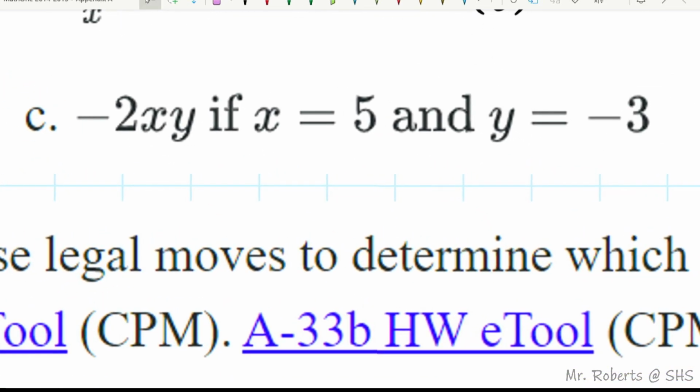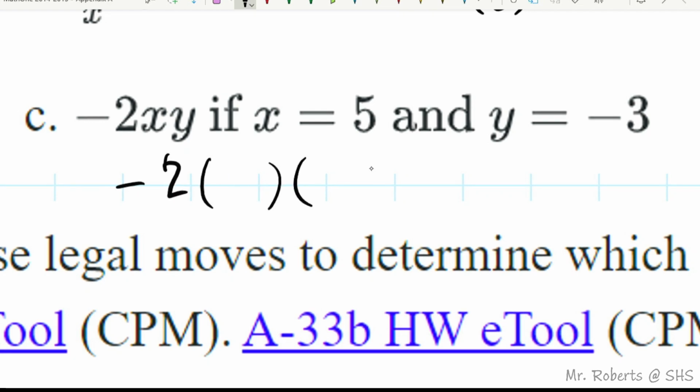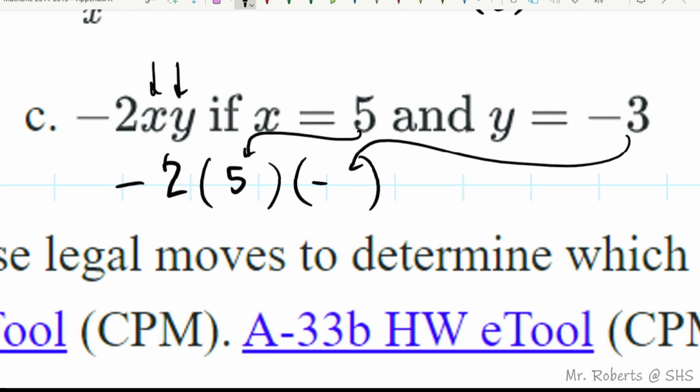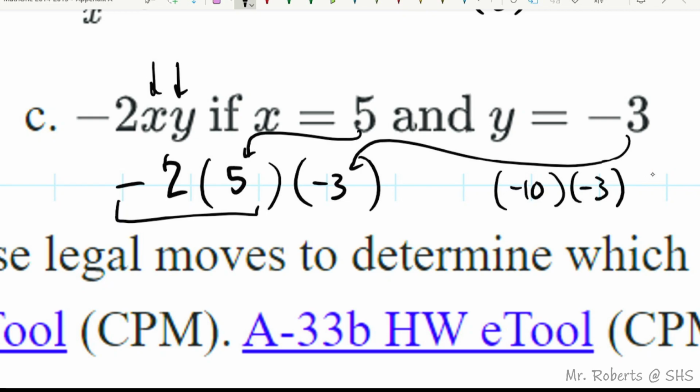All right, and now C. Oh, they're going through the paces here. This one says evaluate the opposite of 2 times x times y. So you can see wherever the x and y were, I've just opened and closed parentheses for each variable. In place of x, I'm going to put the number 5. And in place of y, I'm going to place the number negative 3. So if I multiply from left to right, negative 2 times 5 is going to give me this negative 10. And negative 10 times negative 3 is going to give me a positive 30. So this one is 30.